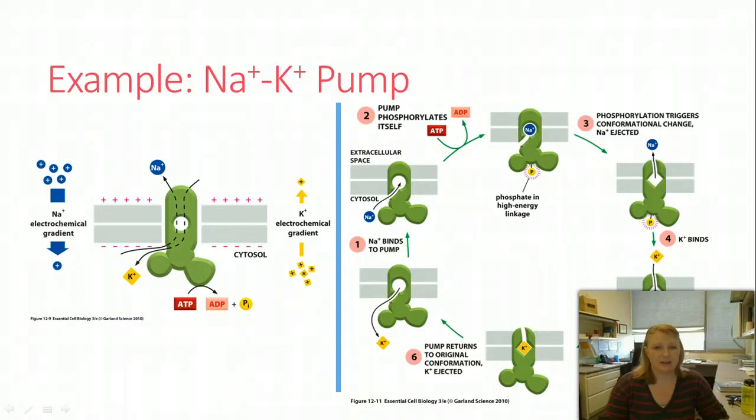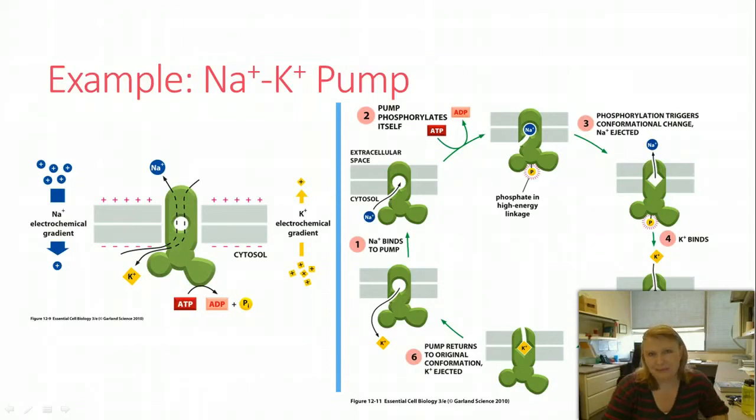This high energy phosphate is going to change the conformation of this enzyme. It's going to release that sodium to the outside of the cell, which then changes that conformation, allows potassium to bind, brings potassium into the cell, releases the high energy phosphate, and restarts this entire process. So it's using that ATP to help pump sodium out against the electrochemical and the concentration gradient and bring potassium into the cell. So it's really important to understand how this works.